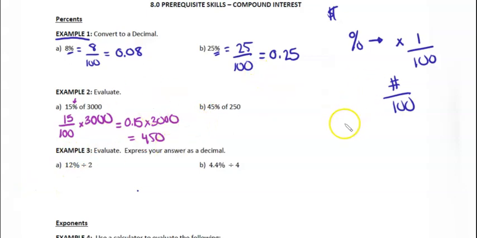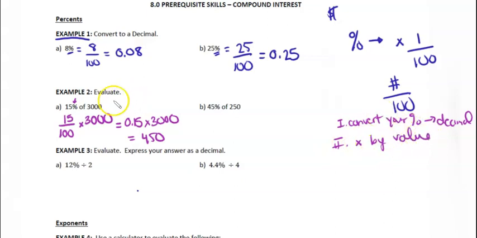So in this one, there's 2 steps. First, convert your percentage into a decimal. And then second, multiply by the value, which in this case is 3,000.